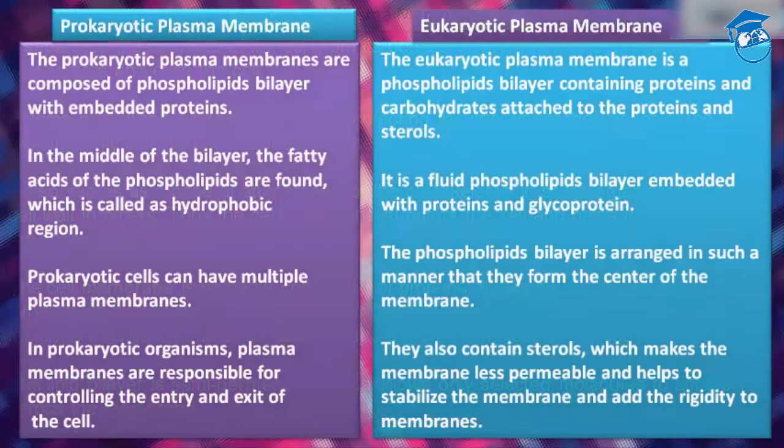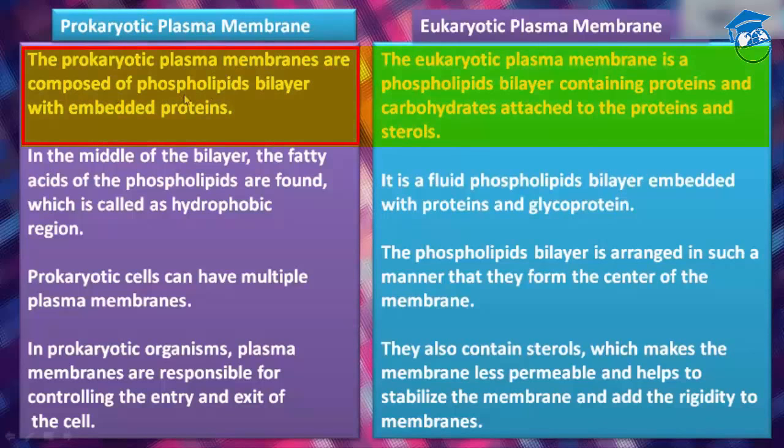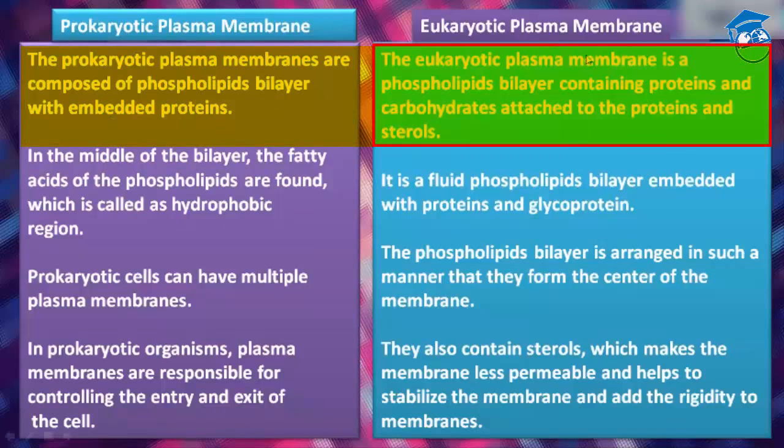Now let's see the prokaryotic and eukaryotic plasma membrane distinction, how they differ from each other. First, we will study the prokaryotic plasma membrane. It is composed of a phospholipid bilayer with embedded molecules. On the contrary, the eukaryotic plasma membrane is a phospholipid bilayer that contains protein, carbohydrate attached to the protein, and sterols. So this is the distinction between prokaryotic and eukaryotic plasma membrane.